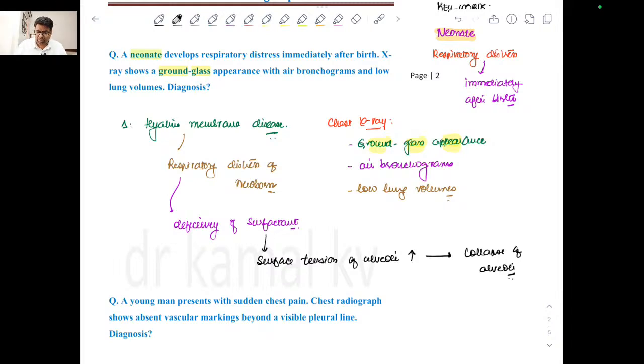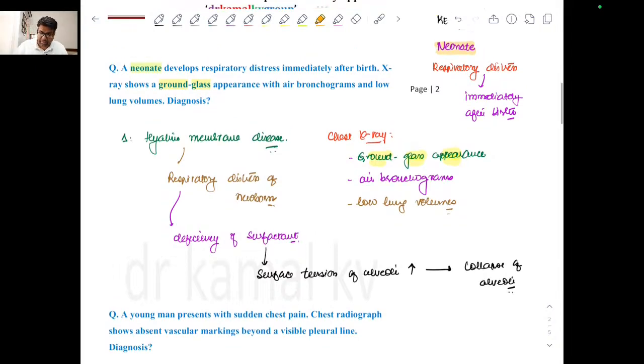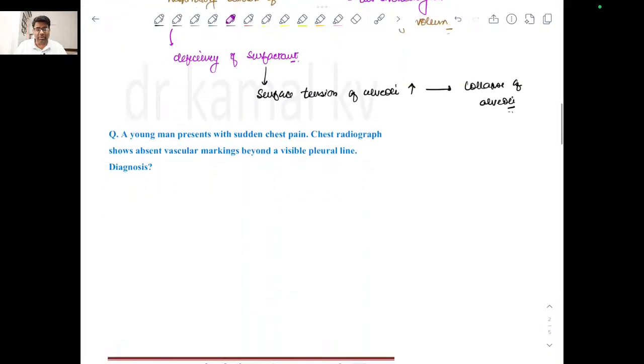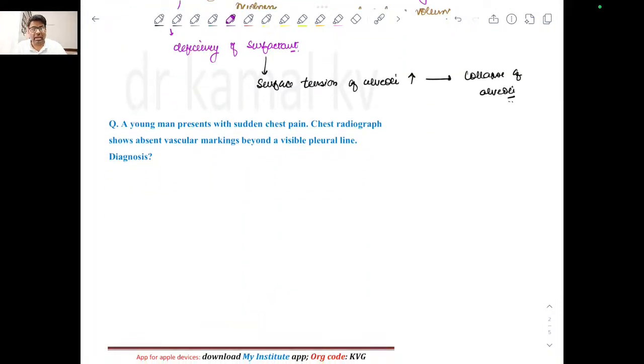Clear? So that's a very beautiful description of hyaline membrane disease, which is also known as respiratory distress of newborn. And the classical clue which you should look for in the question statement is ground glass appearance, right? So ground glass appearance or ground glass opacity on chest X-ray. Fine, please remember this. This is one very important topic and has been asked many number of times.